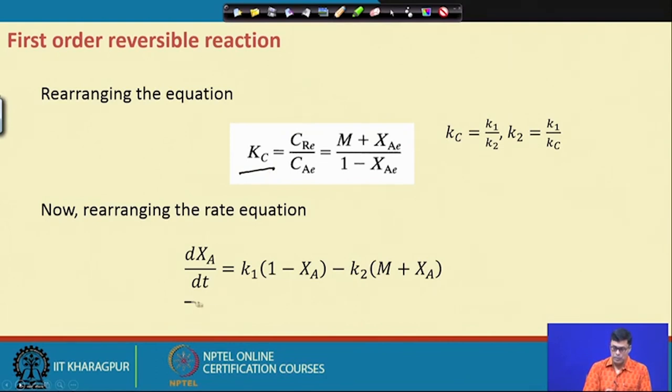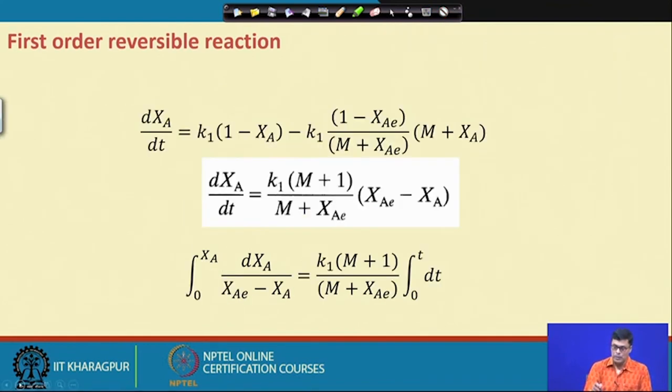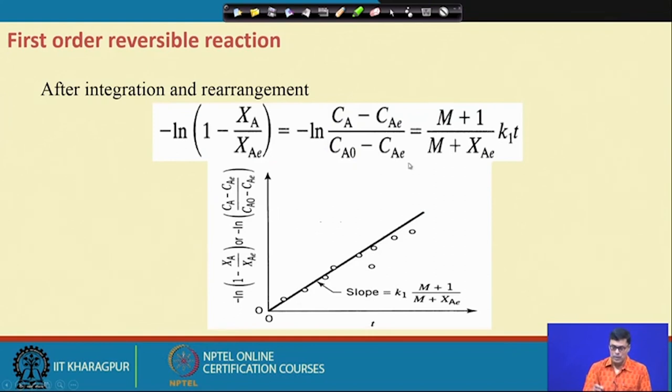Now, rearranging this equation, we can write it in this form and then elaborate it. This is very simple. We can take this common, and finally we have the expression like this. When we have this expression, we can plot ln of 1 minus XA against t. The slope will give you the value of this one. Here m equals CB0 by CA0, which is constant, and XAE is the conversion under equilibrium condition. If you put that value, you can easily find the value of K1. This is how we can find out the rate constant value.